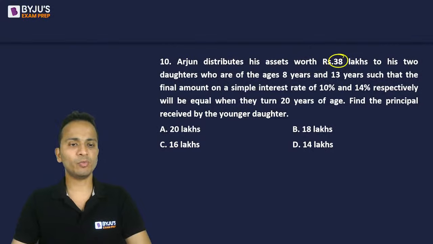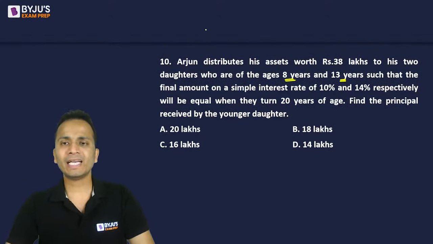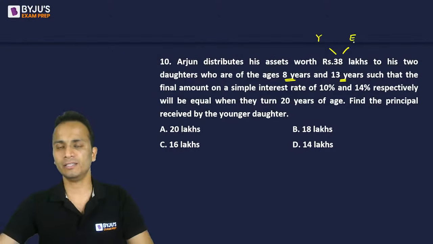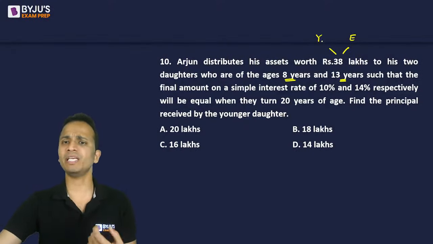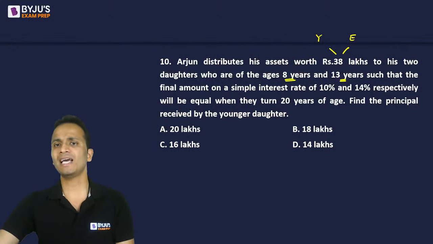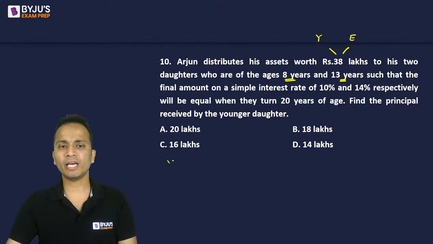Okay, so let us begin with this. Now there are two daughters, younger daughter of 8 years age and elder daughter 13 years of age. So let's say the 38 lakh rupees is divided in two parts. Younger daughter gets Y and elder daughter gets E out of this 38 lakhs. So Y amount of money is invested for younger daughter and E is invested for elder daughter, right?